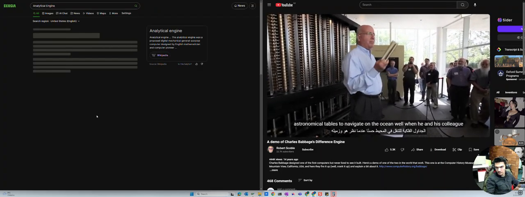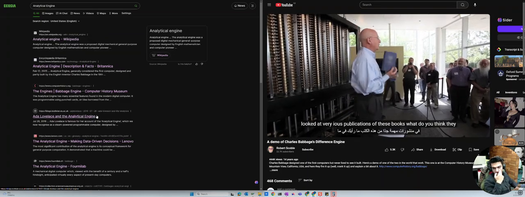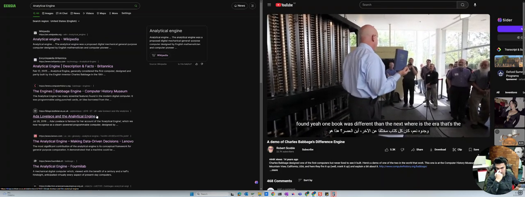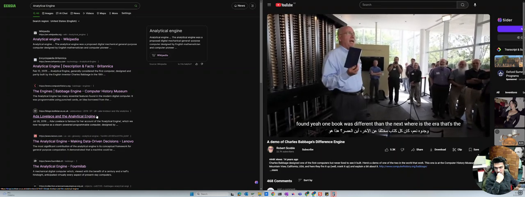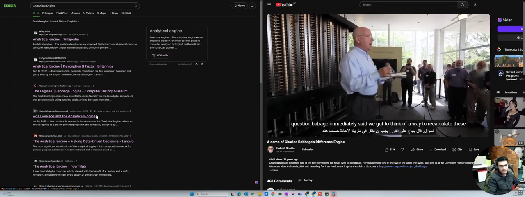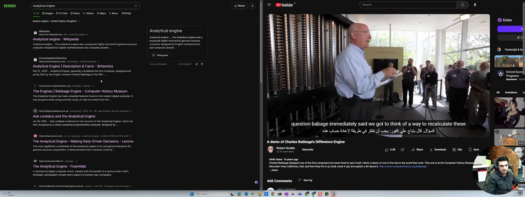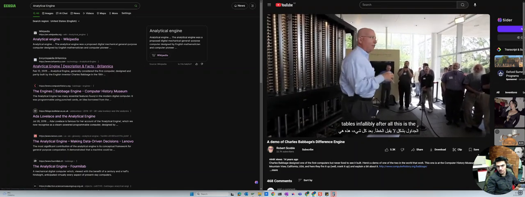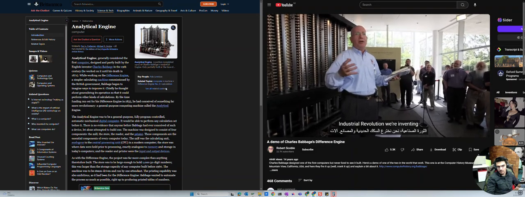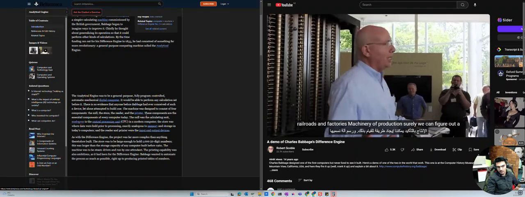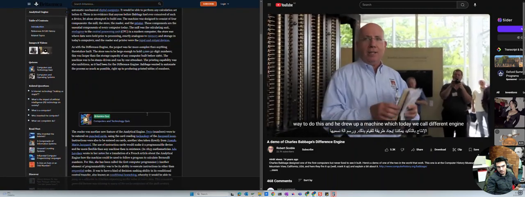Well, when he and his colleague looked at various publications of these books, what do you think they found? Yeah, one book was different than the next. Where is the error? That's the question. Babbage immediately said, we got to think of a way to recalculate these tables infallibly. After all, this is the Industrial Revolution. We're inventing railroads and factories, machinery of production. Surely we can figure out a way to do this.